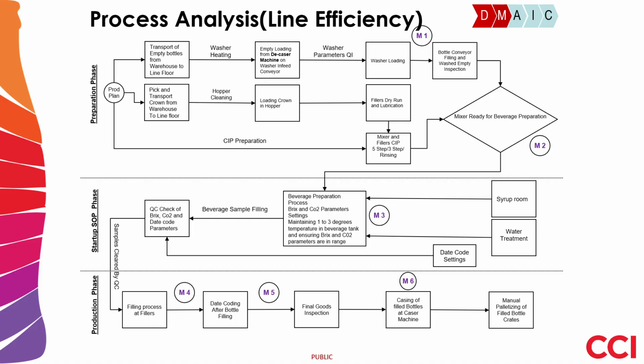The second is the startup SOP phase, where we have multiple parameter and quality checks. If those quality checks are in the compliant range, then we will be able to move forward to the production phase. In production, we will have the filling, date coding, the final inspection of goods, casing of bottles in the caser machine, and at the end, the palletizing of filled bottles. So to get the product to the final phase, we have three main processes. Most of the processes run in parallel, and at the end, we get the bottles in palletized form.